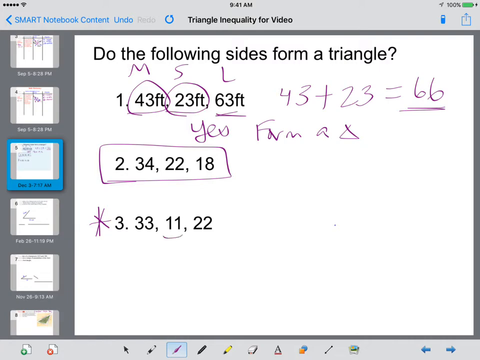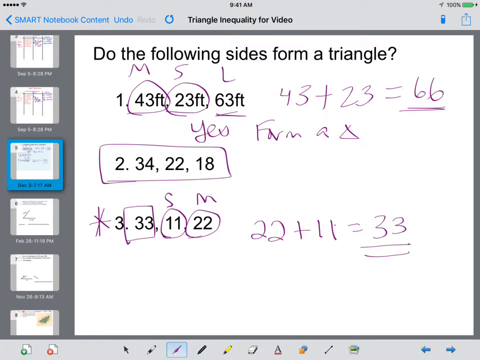I'm going to take, again, 11 is the small side, 22 is the medium side. So I'm going to take 22 plus 11, and I get 33. Now 33 is the same length as the large side. In order for a triangle to form, it has to be bigger. It can't be equal. So number 3, not a triangle. So a triangle would not form with those 3 sides.